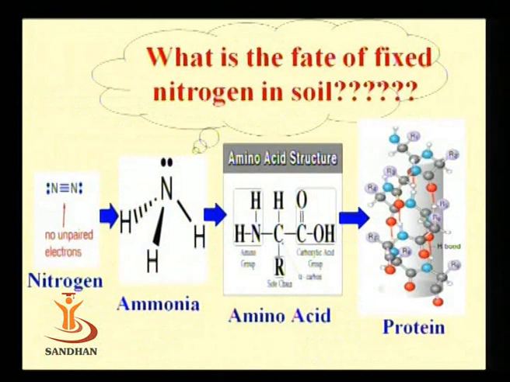Now, what is the fate of the fixed nitrogen? As we know, nitrogen has been fixed in the form of ammonia in the soil. Ammonia is incorporated into amino acids and amino acids bind together to form protein. Thus, the atmospheric nitrogen is now present in the form of protein in plants. The plants are eaten by animals, so it passes into the animals. When these plants and animals die, their debris gets deposited in the soil, which comprises mainly organic nitrogen compounds.